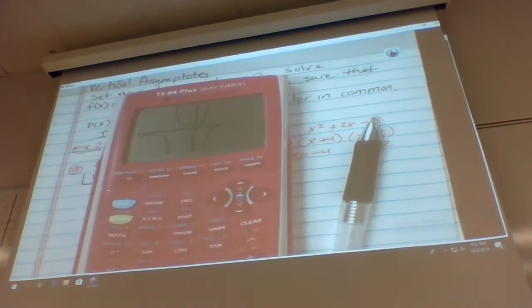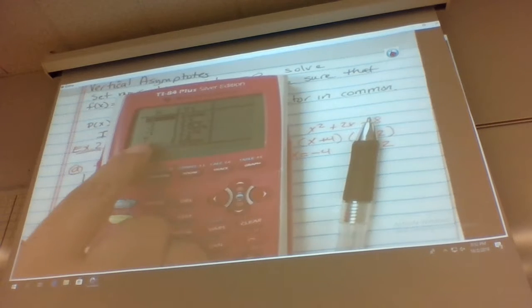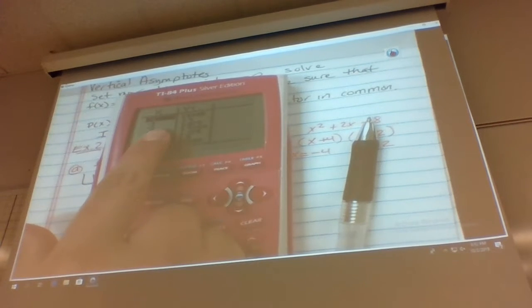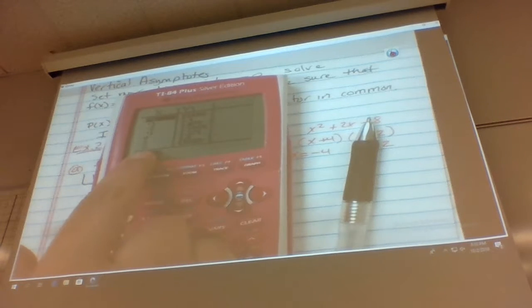Now, please notice the way it shows up on your table. At negative 4, it says error. At negative 2, it says error. Those are where it jumps, because those are where these lines are. No part of the actual graph is there. So using the table also helps you verify your answers.